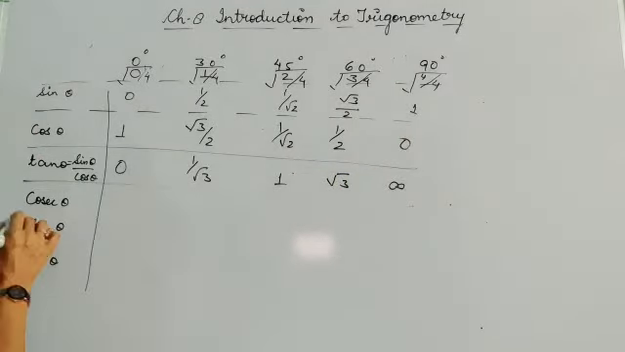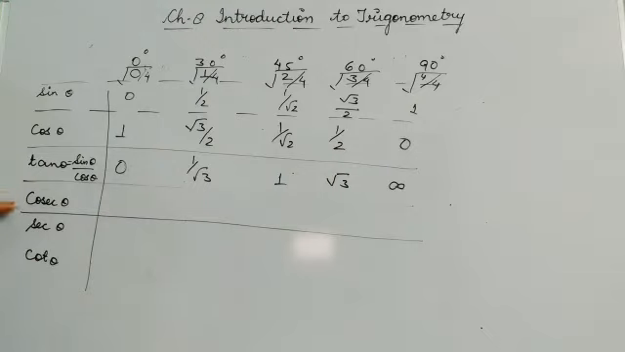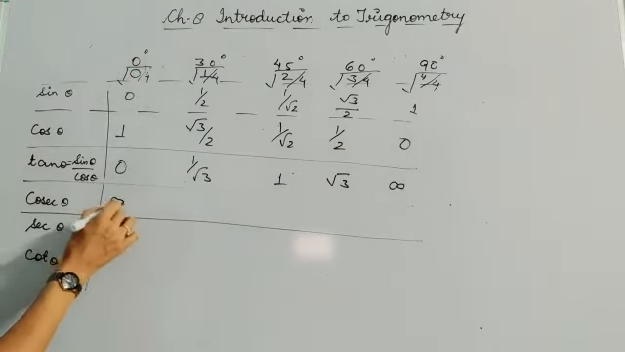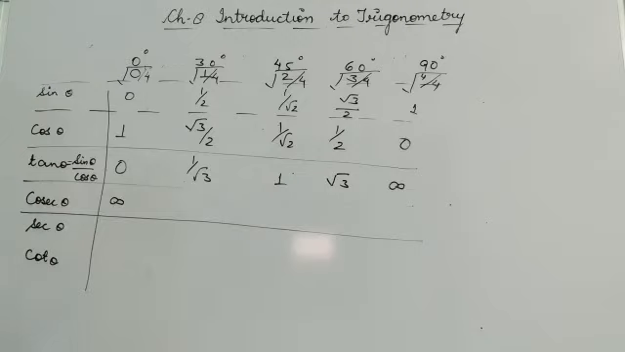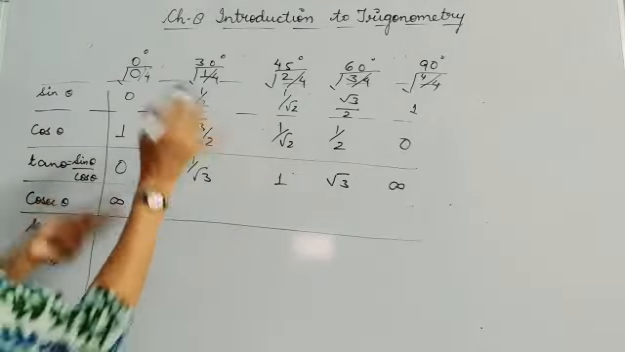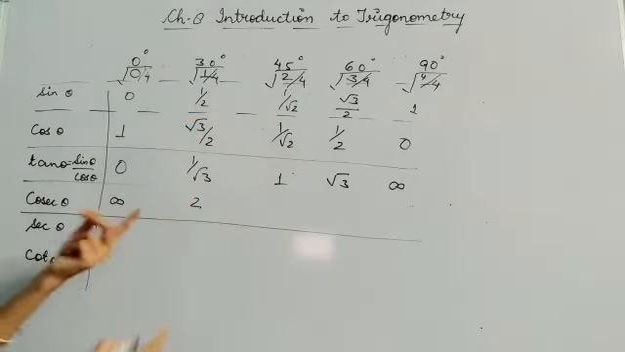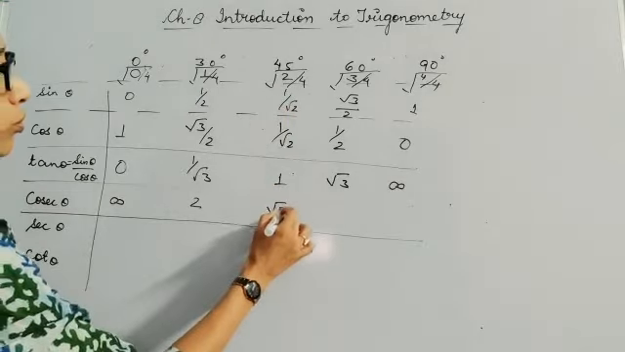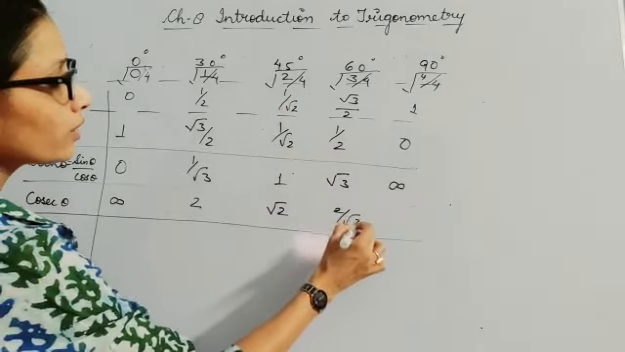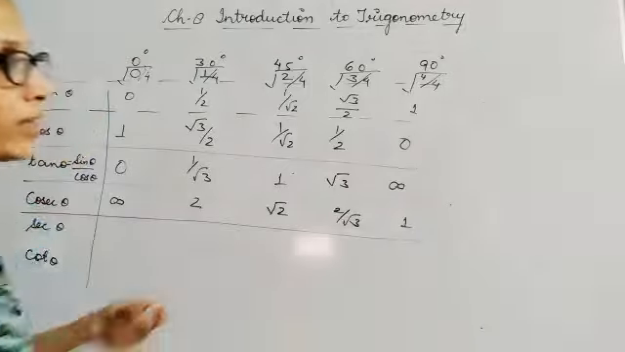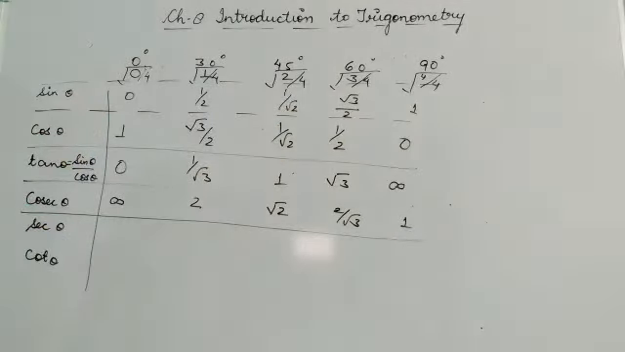Now cosec theta is the reciprocal of sine theta. So it is 0 by 1. I will just reciprocate it. So it will be 1 by 0, which is again infinity. 1 by 2 reciprocated will be 2 by 1, which is just 2. This will be root 2. This will be 2 by root 3 and this last one will be 1, since the reciprocal of 1 by 1 is 1.